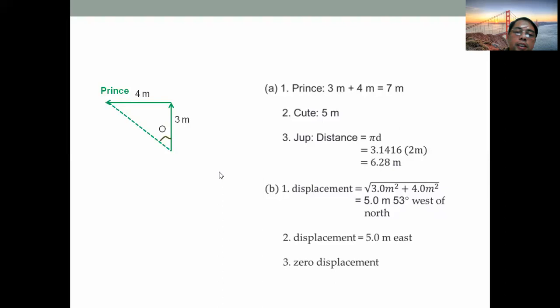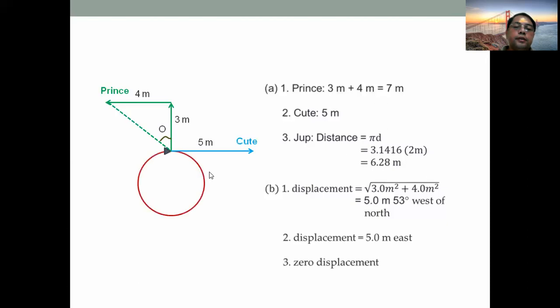Now, the second dog is Cute. Cute walks east and covers a distance of 5 meters. So what's the displacement of the second dog, Cute? The displacement is 5 meters east, because there's one displacement value. Distance is also 5 meters. So there's nothing to pair it with another vector. There's only one vector, so we just simply write that single vector.